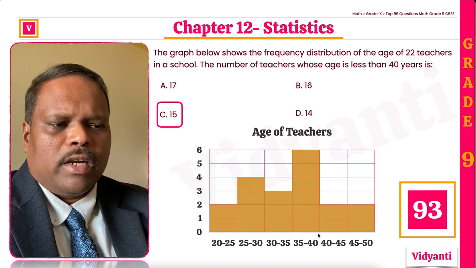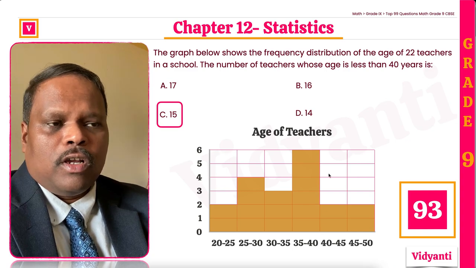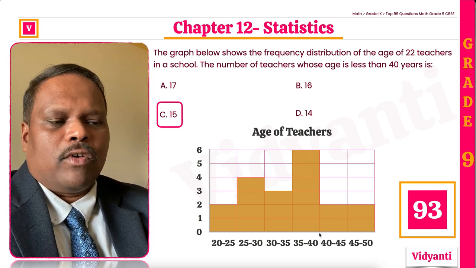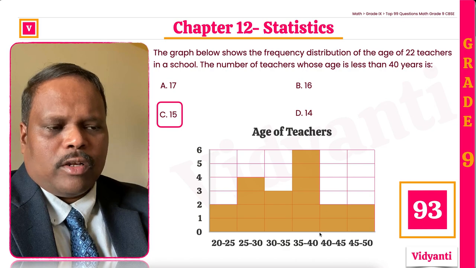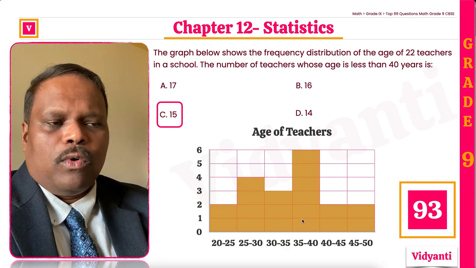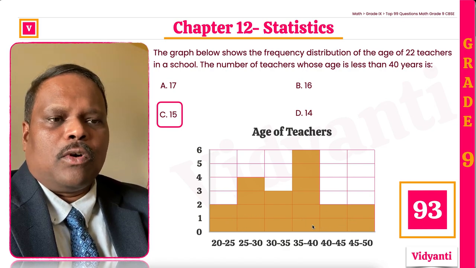And why are we stopping here? Why are we taking the first 4? Because they have given age is less than 40. So we have to stop at this particular point, take columns 1, 2, 3, 4, and skip the last 2 columns.